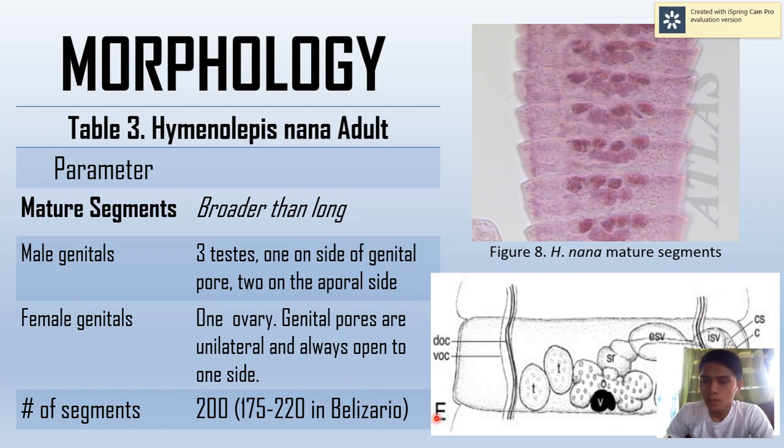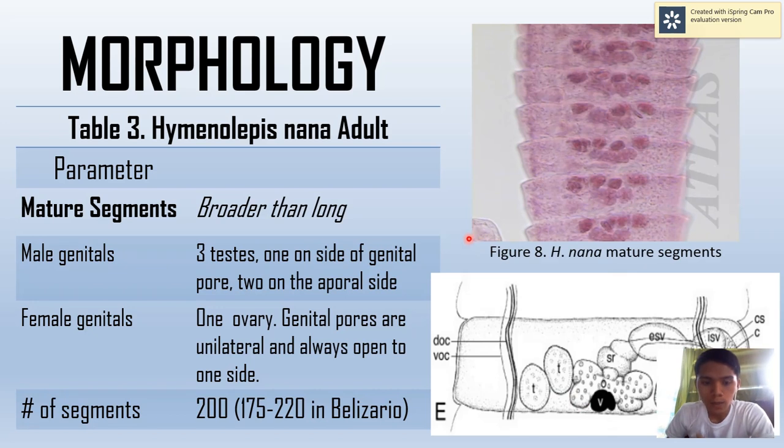So, first the picture. This is an illustration of the arrangement of the reproductive system of our H. nana mature proglottids. So, there are 3 testes. So, 1, 2, and 3. In between them is the ovary. Now, the one testis is found on one side of the genital pore. So, where is the genital pore? It is on the lateral side. So, this is the genital pore. And beside the genital pore is one testis. And on the other side, where there is no genital pore, or on the upper side, are the two testes.